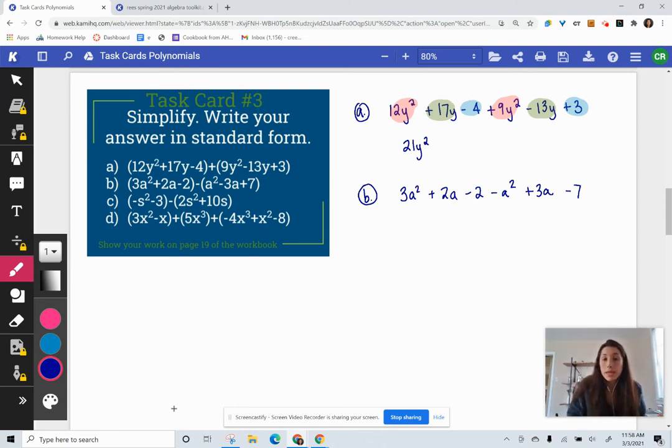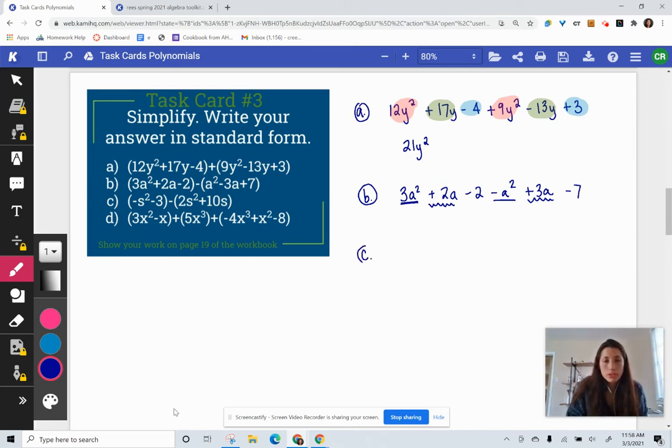Okay. Then again, instead of highlighting it, I'll say we're going to combine the squared terms. So your 3a squared is going to combine with a -1a squared, essentially. We've got 2a, that will combine with 3a, and then your -2 and 7 will combine.